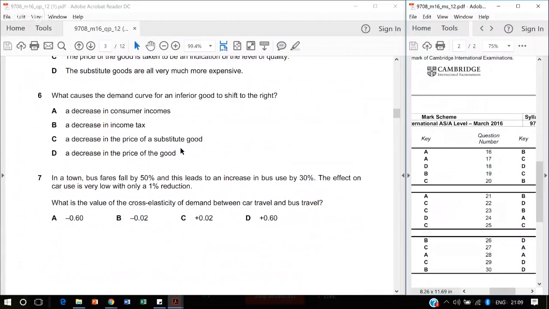A decrease in income tax would mean that people are wealthier, and as people are richer, they're going to want to buy less inferior goods. That's the definition of an inferior good. A decrease in consumer incomes: as people become poorer, they're going to have to buy more of the inferior good, and they have to sacrifice their spending on normal, better, nicer goods.